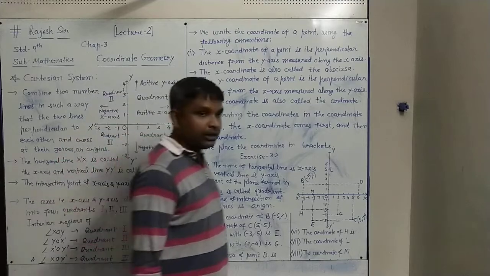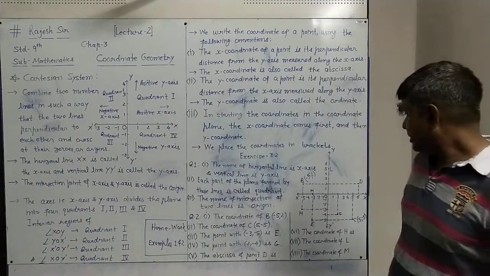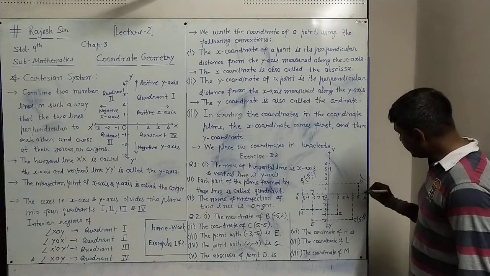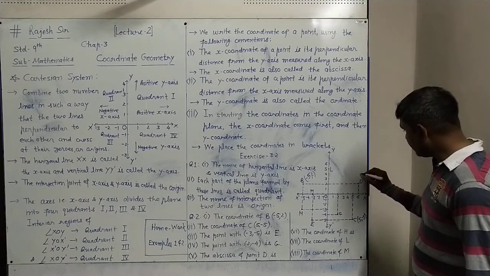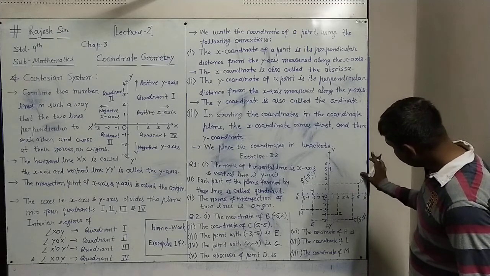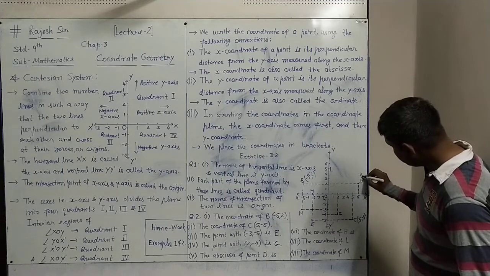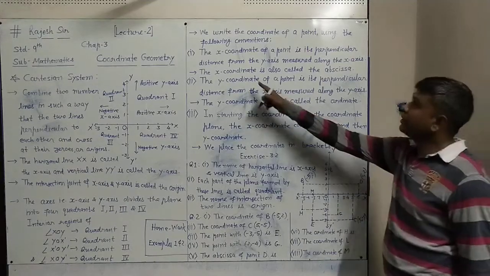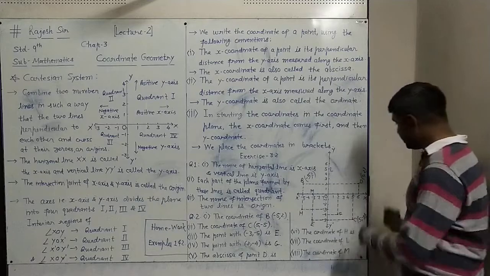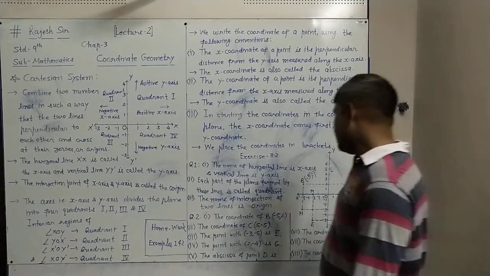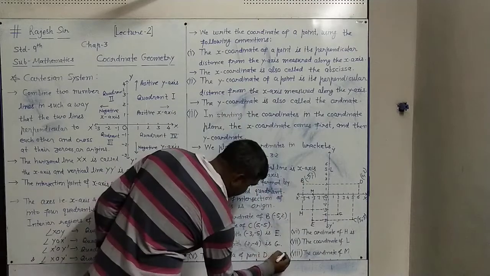Then the abscissa of point D. D is here. Its coordinates are, along the x-axis 6 and along the y-axis 2. So it is 6, 2. Abscissa means the x coordinate. The x coordinate is called abscissa. This x coordinate is 6. So its abscissa is 6.